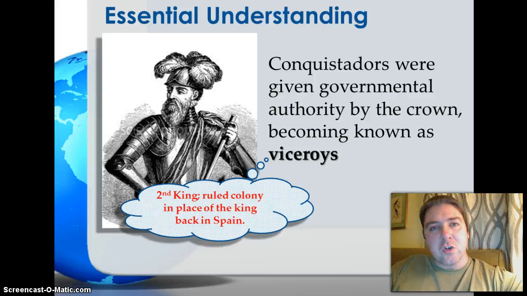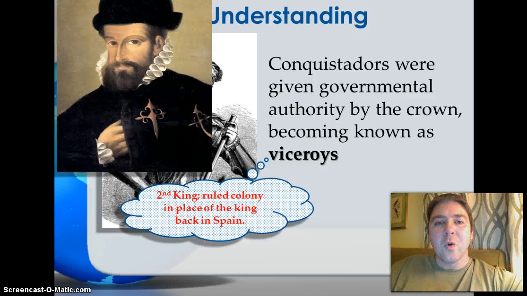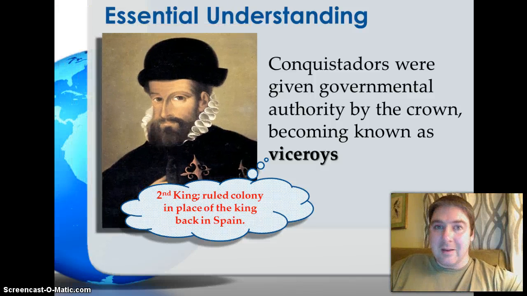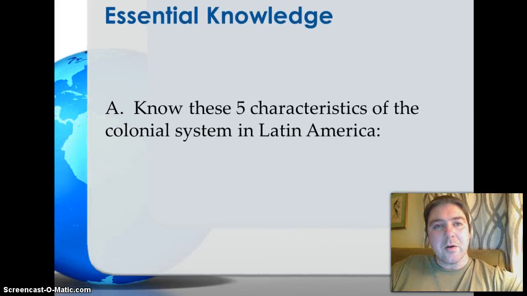We see in the picture Francisco Pizarro, the conquistador who defeated the Incan Empire in modern-day Peru. Well, as part of his reward for conquering the Incas, Pizarro trades in his armor and his sword, and we see him again in very different clothes here as viceroy of Peru. And some of his descendants will also be viceroys of Peru. Okay, so some essential understanding for the standard.